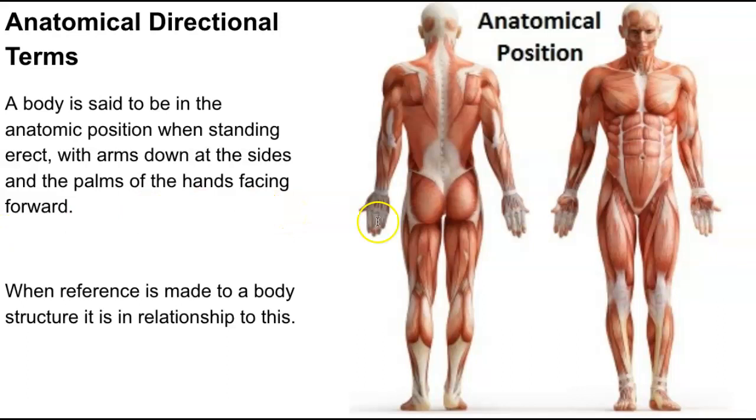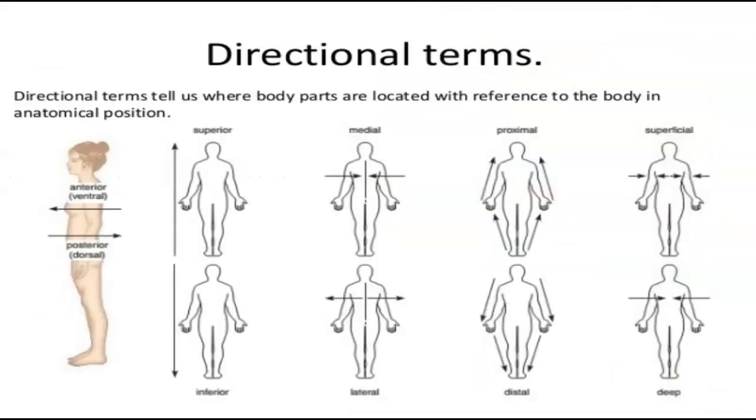So even though we're looking at this structure, and technically this is our right side facing them and this is our left side facing them, in reality, this is their right side and this is their left side. Directional terms tell us where body parts are located with reference to the body in the anatomical position. So let's talk about these.